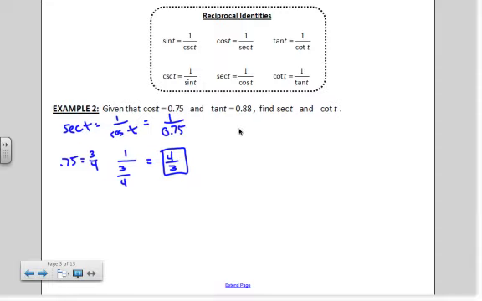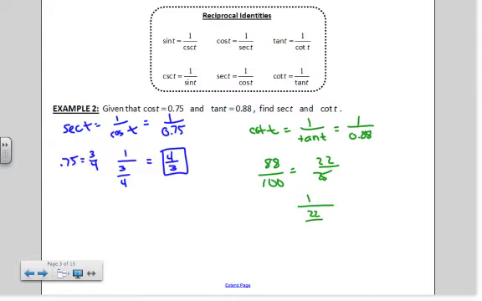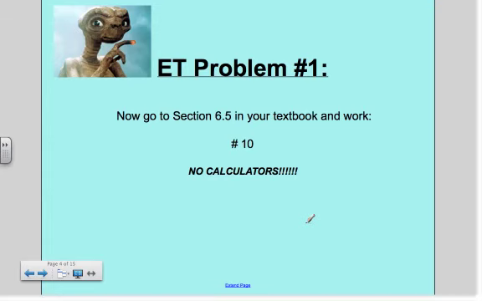Now let's look at working with cotangent. Cotangent is 1 over tangent. And we have the tangent value, which is 0.88. Because it's 88 hundredths, the tangent would be 88 over 100, which simplifies to 22 over 25. So 1 over the tangent would be 1 over 22/25, which is 25 over 22. See how easy that is? You don't need a calculator for it. Alright, go into your textbook and work number 10.